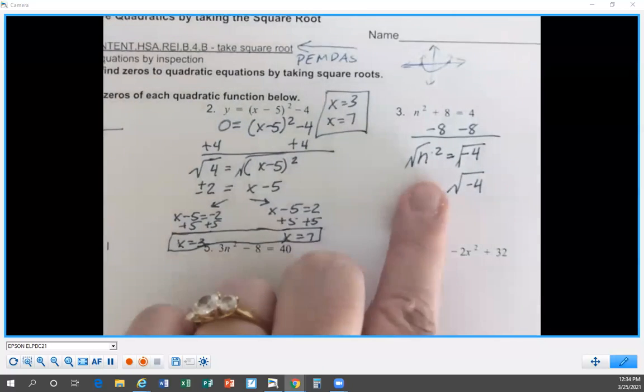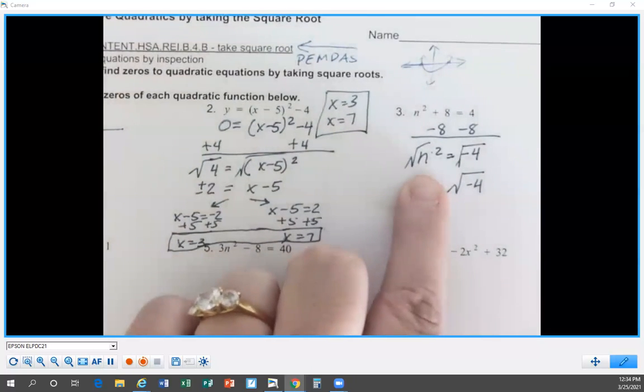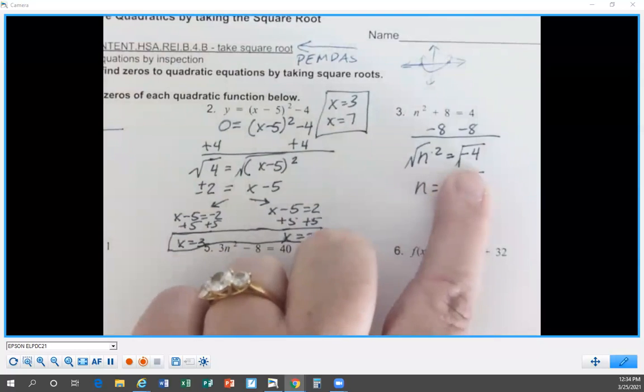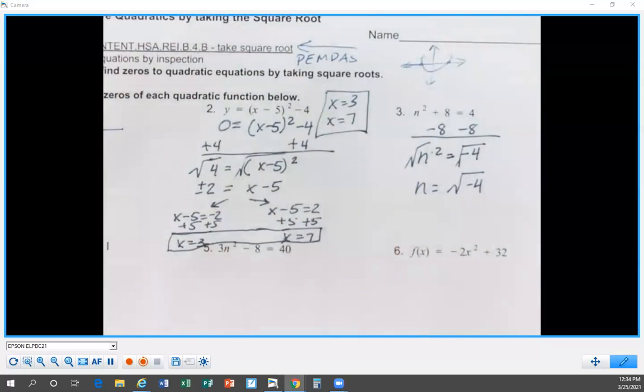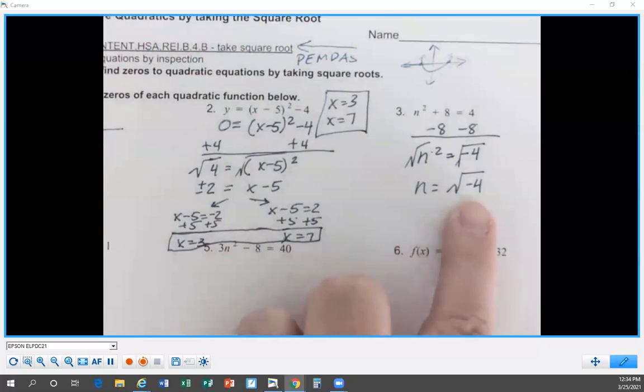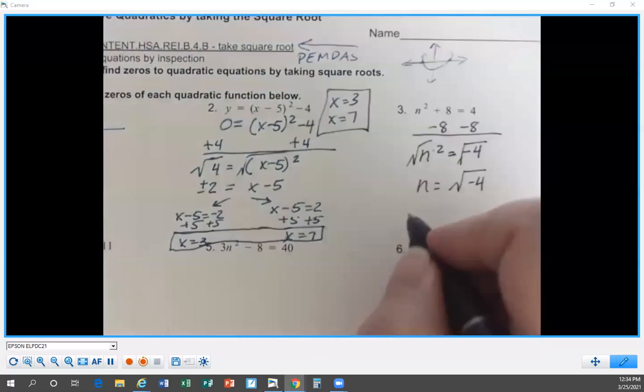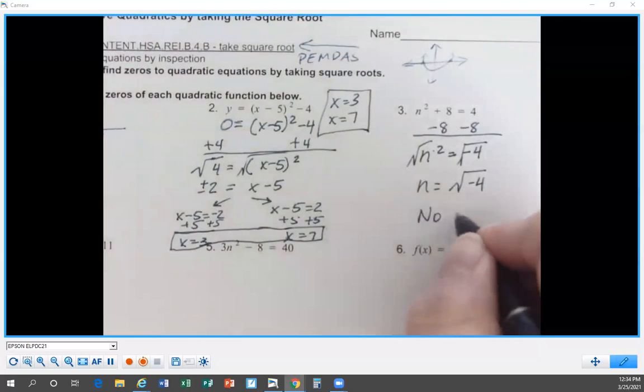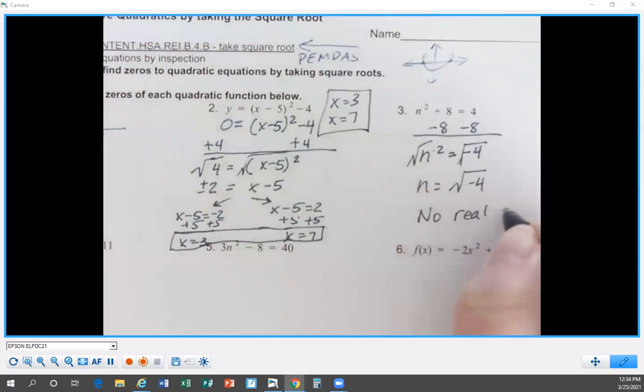Okay, so because there is no number that I can take and square and end up with a negative 4. A positive number squared is a positive number. A negative number squared is a positive number. 0 squared is 0. So there's no number that I can take the square. I can't take the square root of a negative because there isn't a number that I can square and get a negative answer. Okay, so our answer is no real solutions.